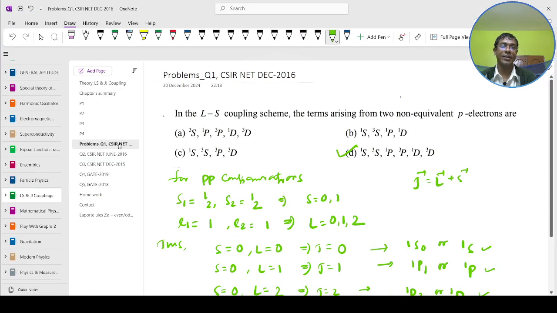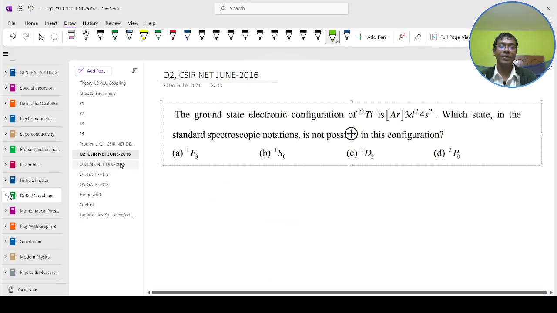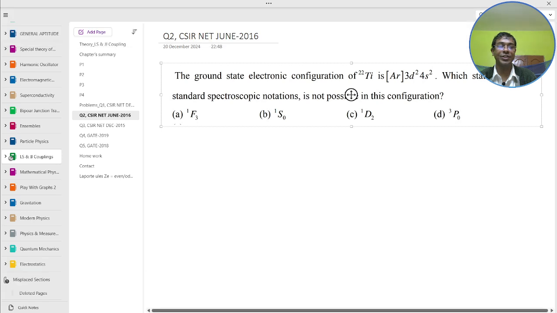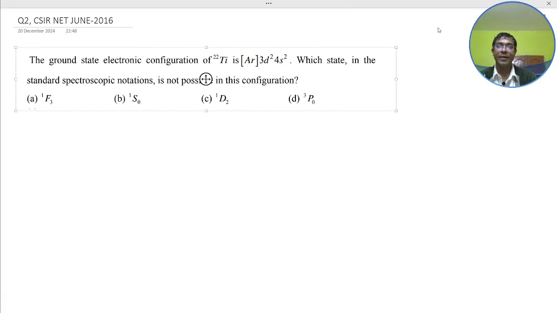Next one, coming in CSIR NET June 2016, is saying that the ground state electronic configuration of titanium is argon 3d2 4s2. Which state in the standard spectroscopic notation is not possible in this configuration? Keep this in mind.